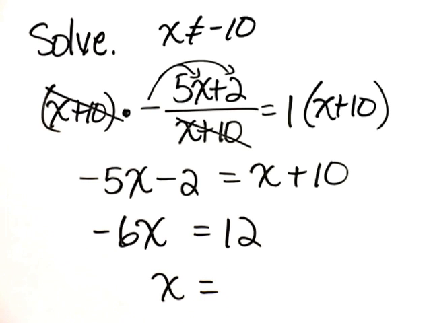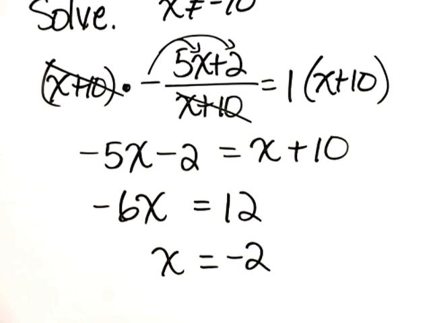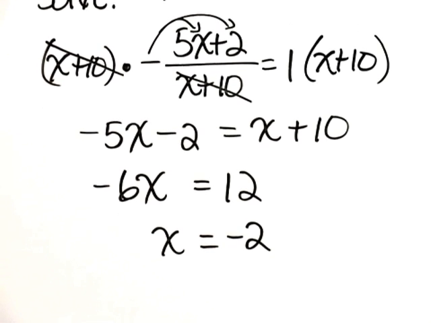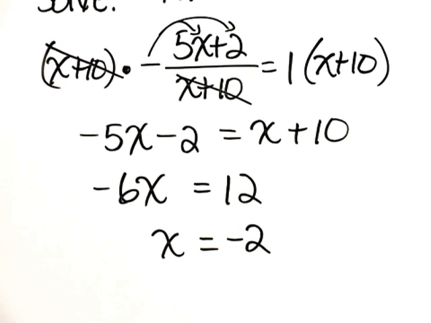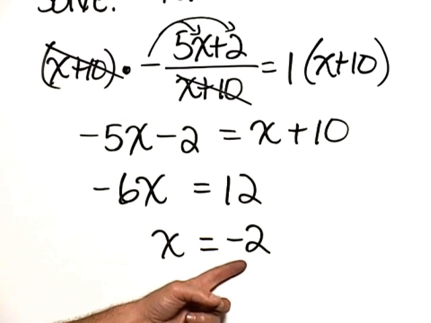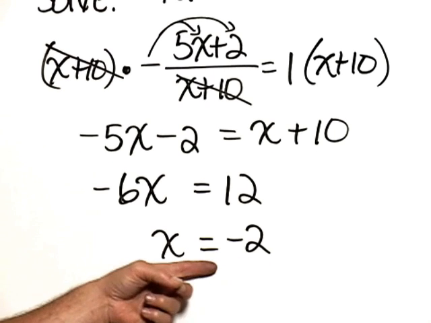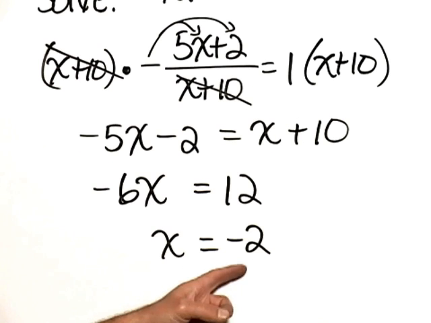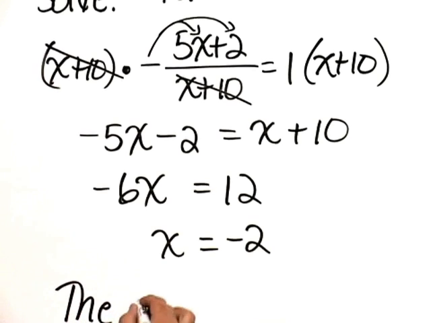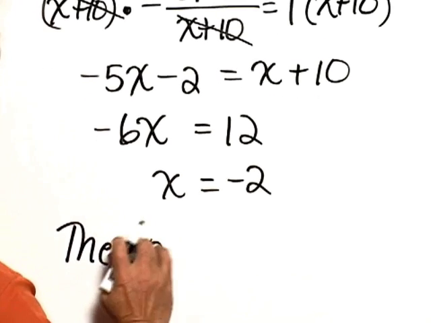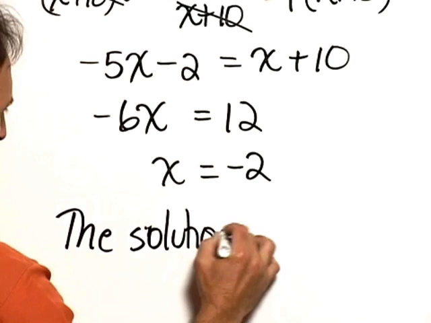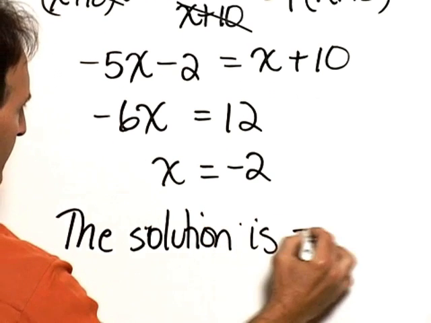Divide both sides by negative 6, and we get the result x is equal to negative 2. You check that answer because it is allowed, because it's not x equals negative 10. You check it by substituting it into the original equation, and you will find that it does in fact work, and therefore we have the correct answer. The solution is negative 2.